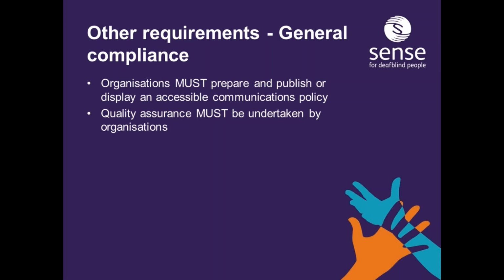Organisations must prepare and publish or display an accessible communications policy or similar, and that should outline how they will identify, record, flag, share and meet the information and communication needs of patients. And quality assurance must be undertaken by organisations, and you must encourage service users and patients to provide feedback, for example through service user groups.